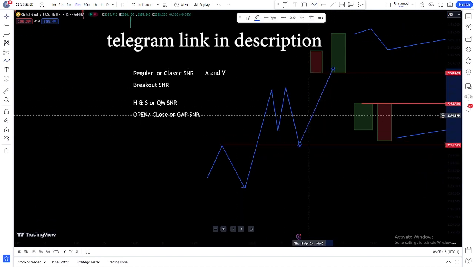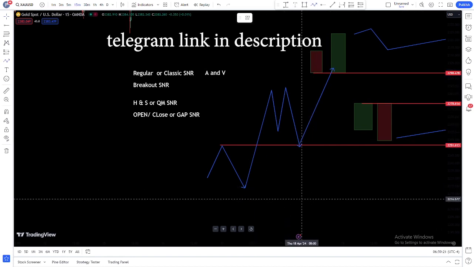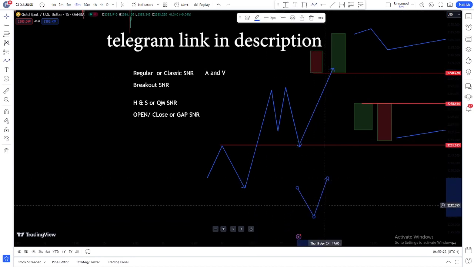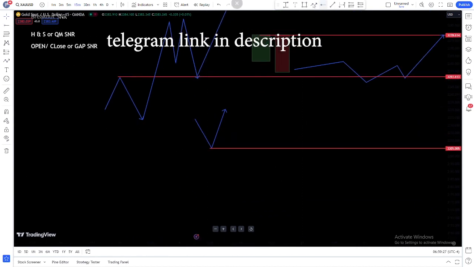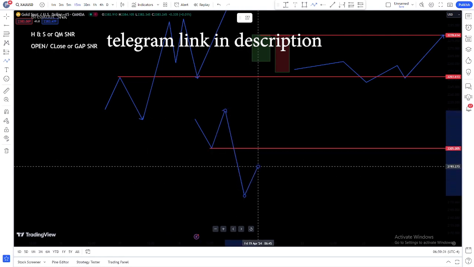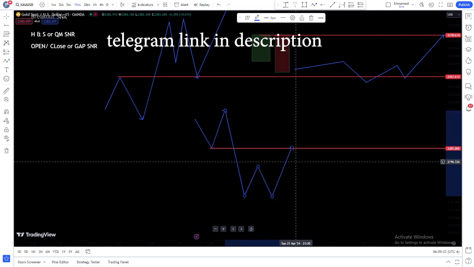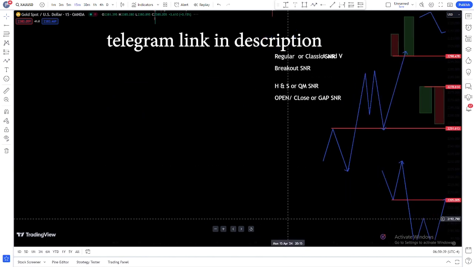Also, sometimes if we have a V shape here, and once this V shape is broken out, this is the breakout of this V shape, sometimes the market will come back to this level, and we are expecting the market coming back to the downside. Now let's see some perfect examples of this kind of thing.